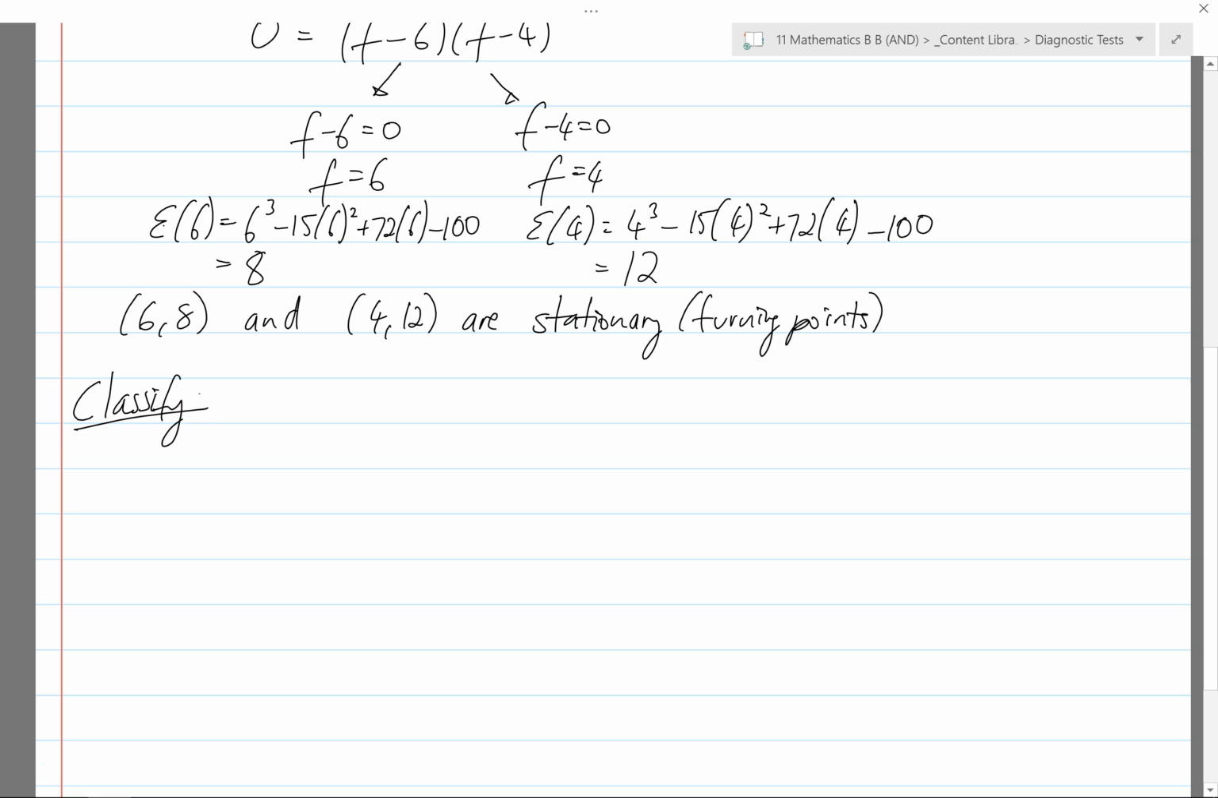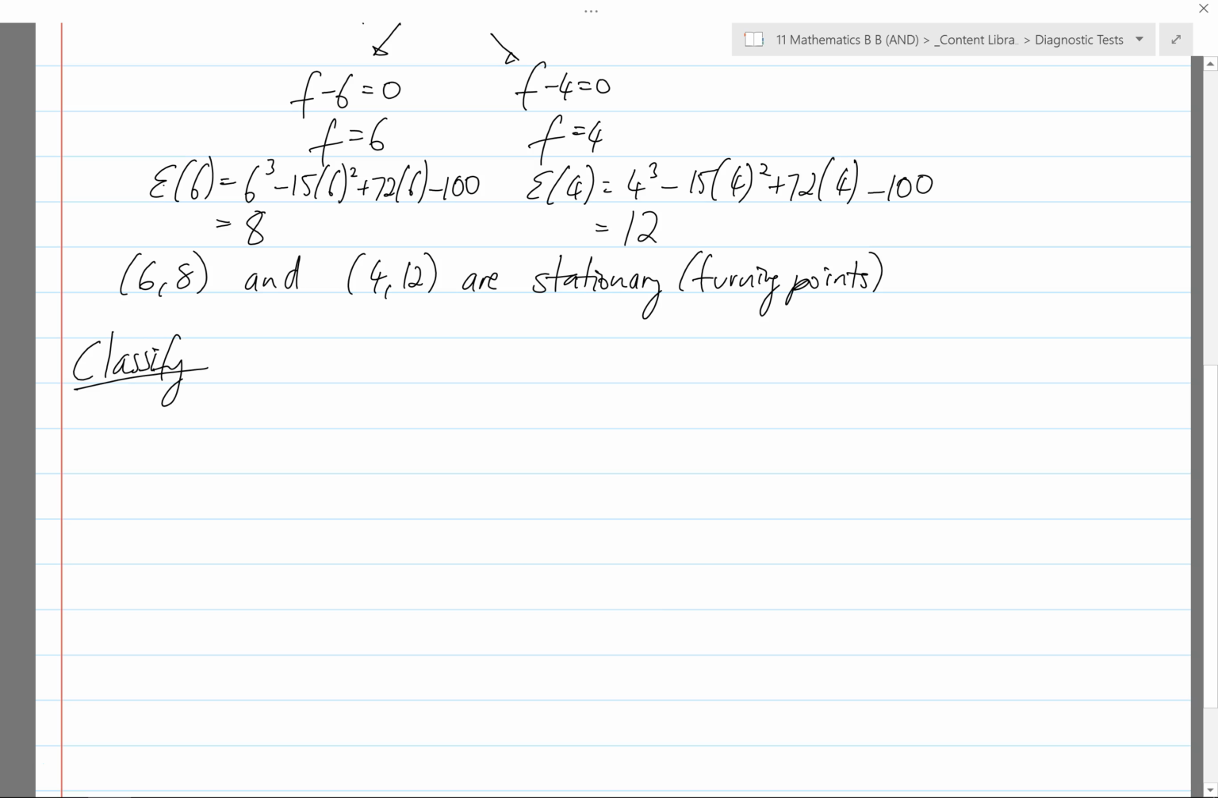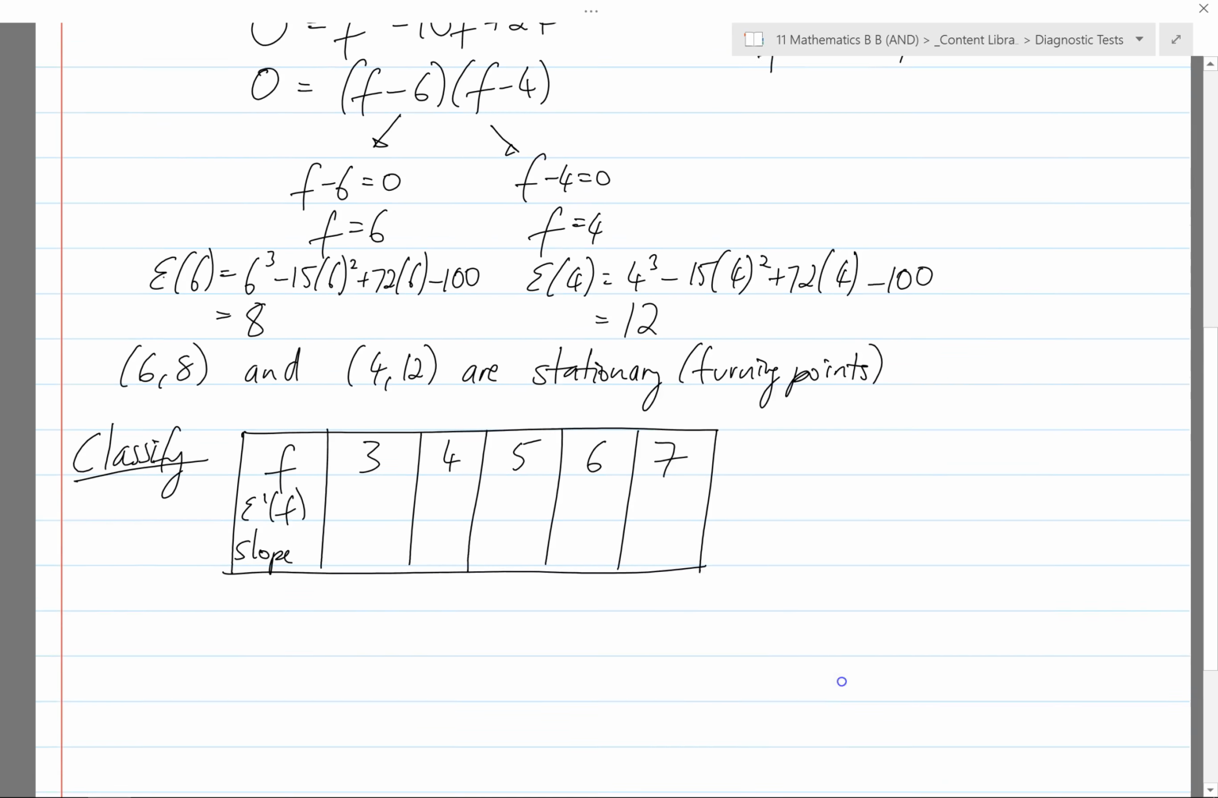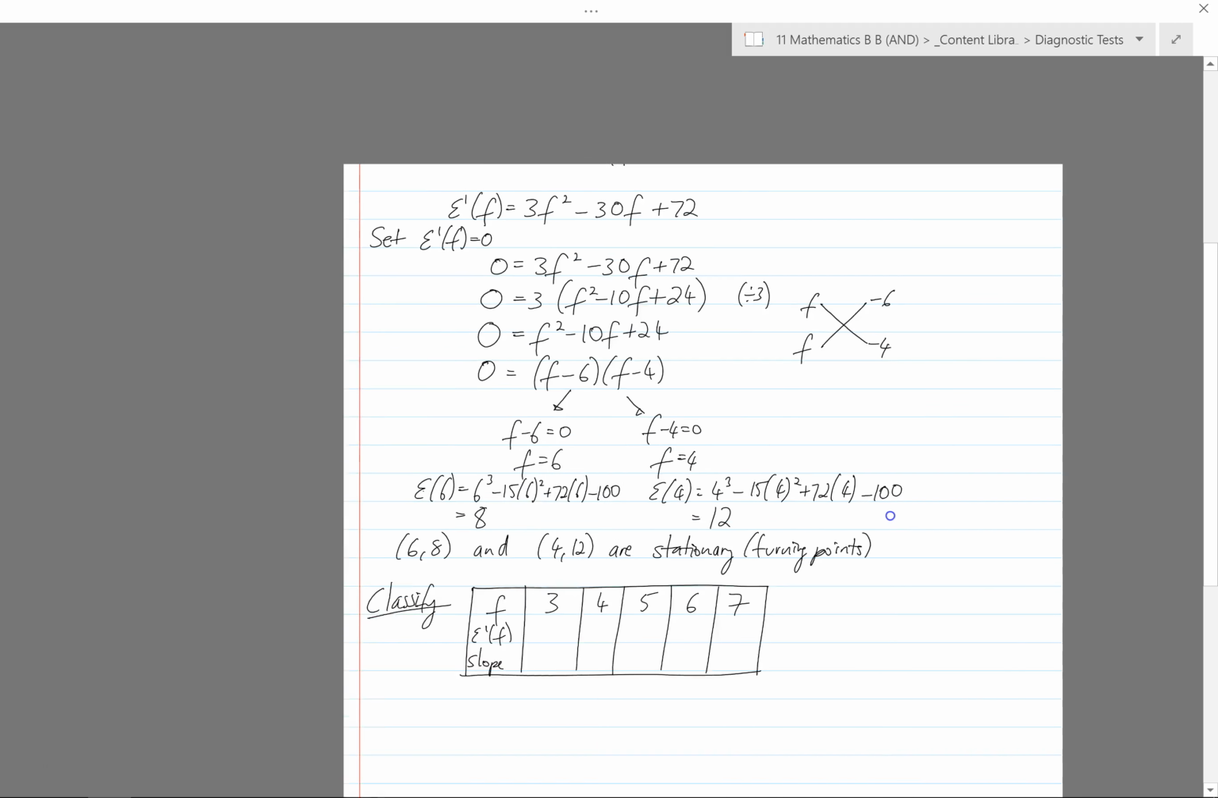Okay, so I'm just going to use the table method. If you're comfortable using the second derivative test, go ahead. So I'm going to look at, for these f values, what is the E dash of f? So what's the slope at those values? I'm interested in what's happening around f equals 4 and what's happening around f equals 6. And I'm going to complete this table. I'll put 5 in between these two, and I'll just use some basic numbers around there. So I'll evaluate the slope. Remember my slope function.